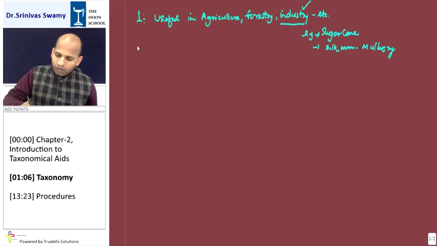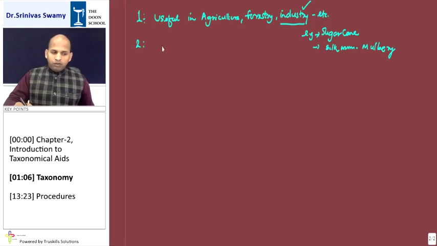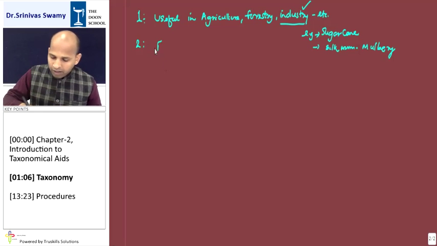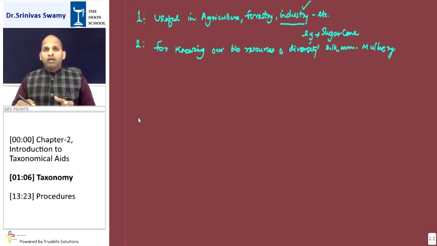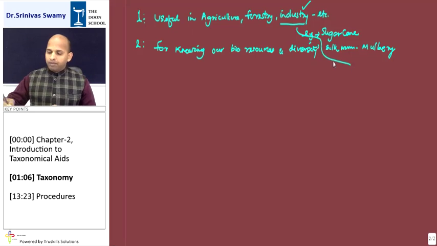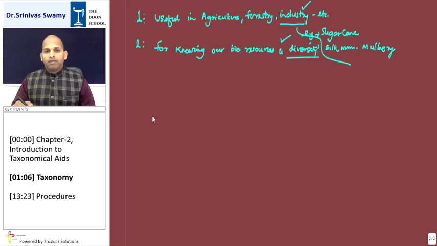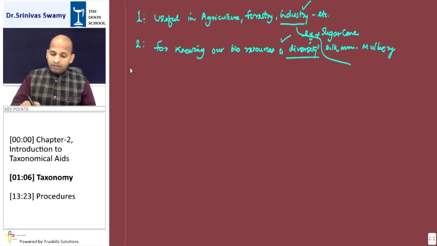The second point, what I look at as useful, is for knowing our bioresources and their diversity. How rich our country is, we can know only by the different bioresources that we have and the diversity that we possess. It can be known when you keep a record of those. That's what I am talking about, taxonomical studies.